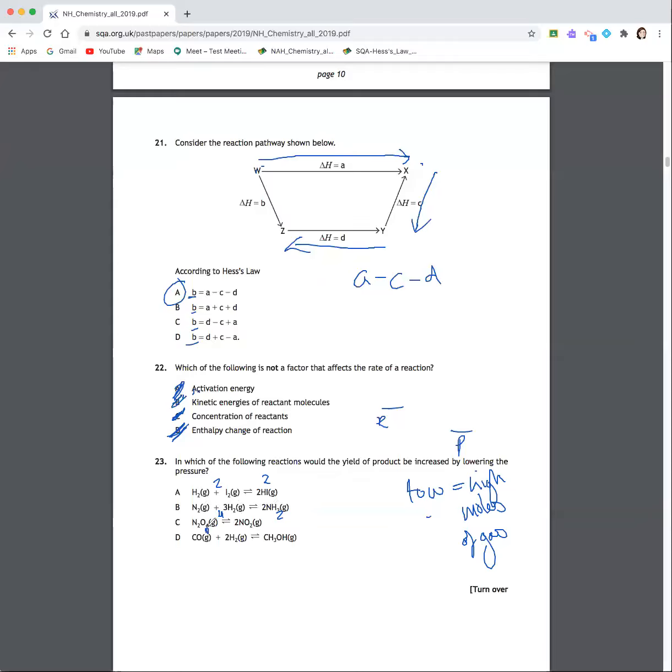And C, we've got 1 mole and 2 moles. So this would be our answer, because if we're lowering the pressure, that's going to favour the side with more moles. So that would favour the right hand side in this case, which favours the forward reaction and increases your yield. And in D, we've got 3 moles and 1 mole. So again, lowering the pressure would actually shift the equilibrium left in favour of the reverse reaction here, which would decrease your yield. So the answer there is C.